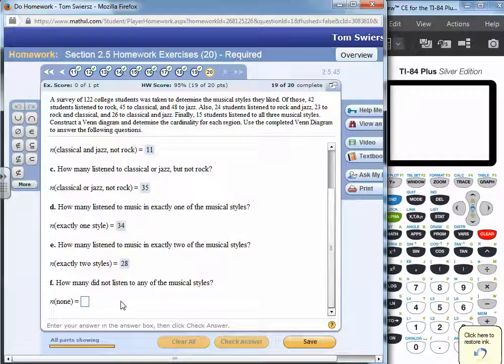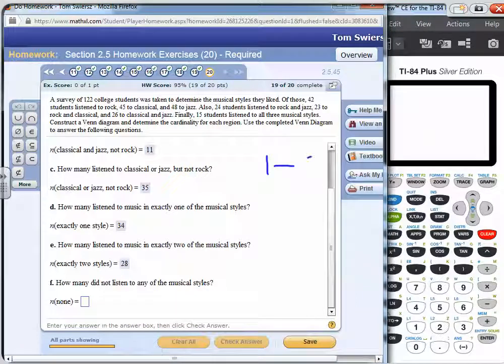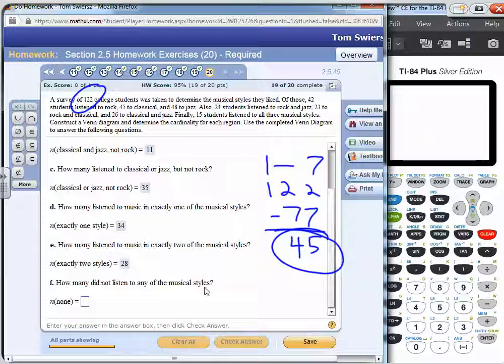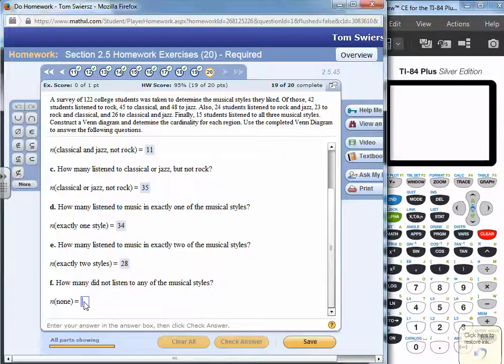And how many did not listen to any? Remember, that's when we added all the numbers inside, and we got a total of 77 from regions 1 through 7. And then there was a total of 122. So 122 minus 77 left us with 45 that must not have picked any of those 3. So 45 do not listen to any of those music styles.